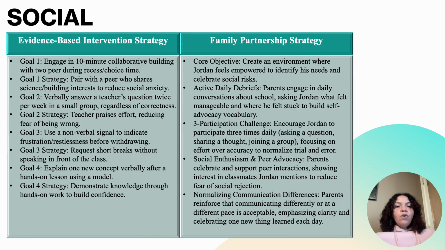Goal 4, one new thing explanation. The goal: by the end of month 3, after a science or hands-on lesson, Jordan will verbally explain one new concept he has learned to a peer or a teacher using the model he has built. The strategy: this allows him to show what he knows through his hands-on work, boosting his confidence and providing expertise in his favorite subject.